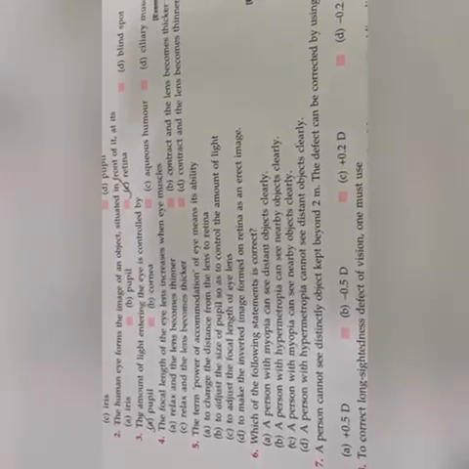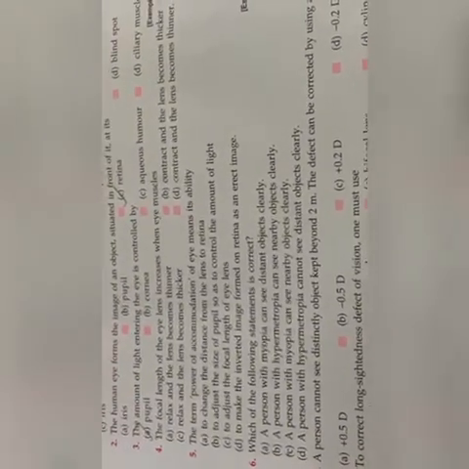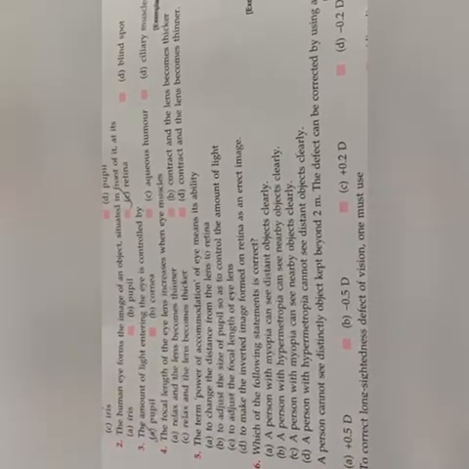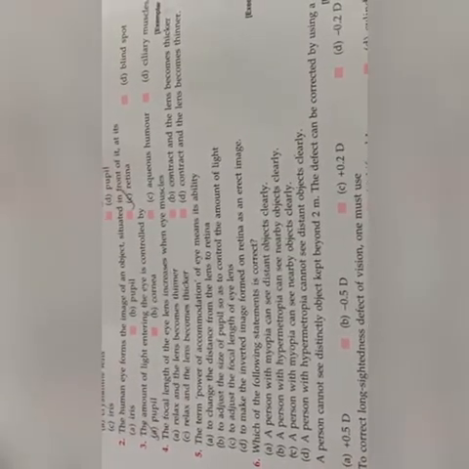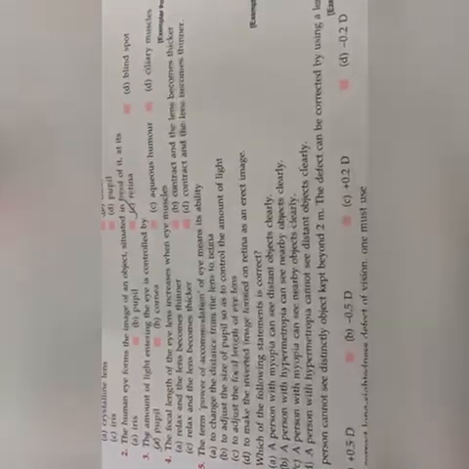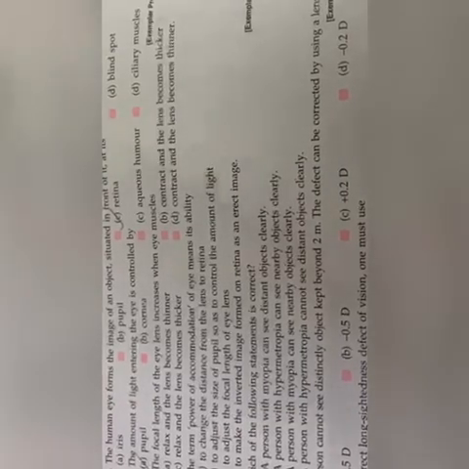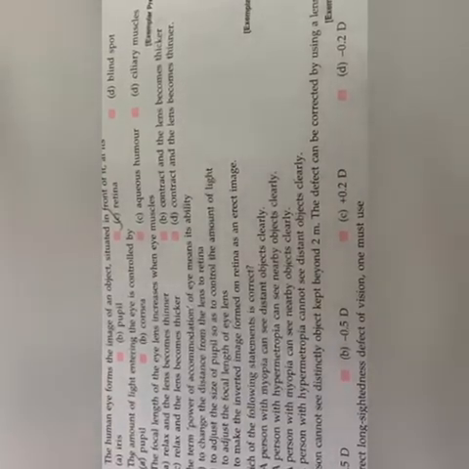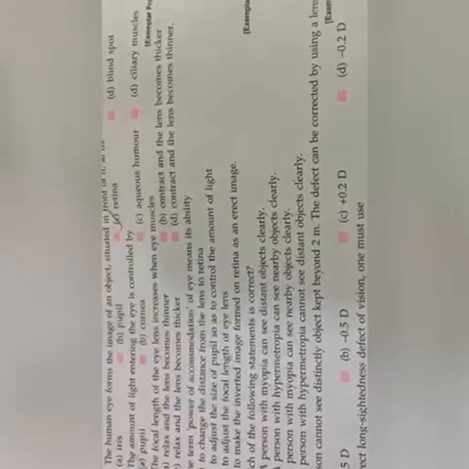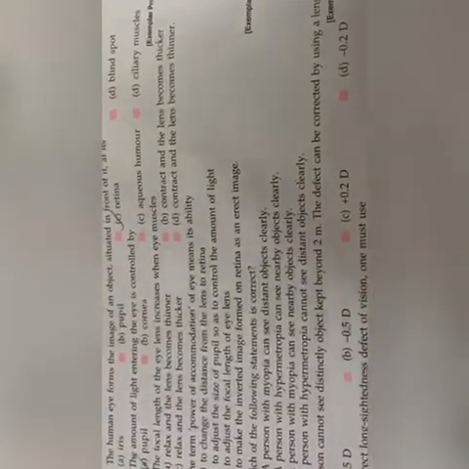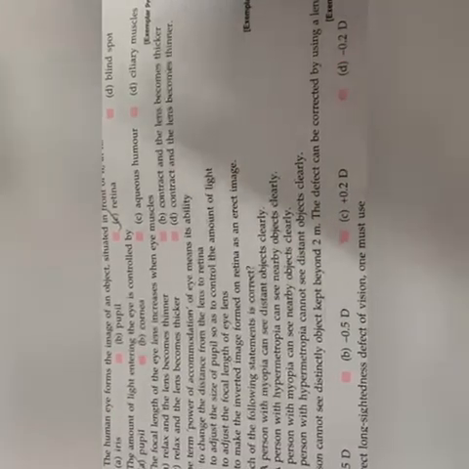Fourth question we have, focal length of the eye lens increases when eye muscles: first option relax and the lens becomes thinner; B option contract and the lens becomes thicker; C option relax and the lens becomes thicker; D option contract and the lens becomes thinner. So we have the answer relax and the lens becomes thinner, means A option.